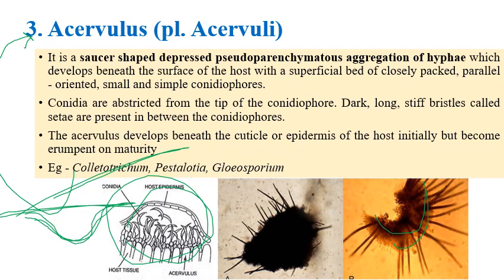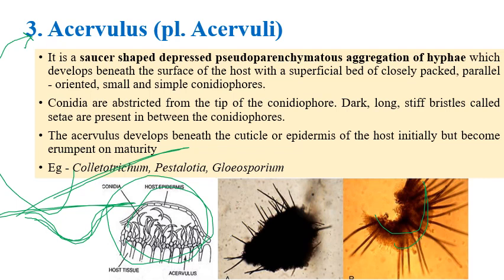Crescent-shaped spores we can see. We can also call them horseshoe kind of spores, especially Colletotrichum will produce half-crescent or half-moon shaped spores. So what is the main difference between Colletotrichum spores and Fusarium spores?